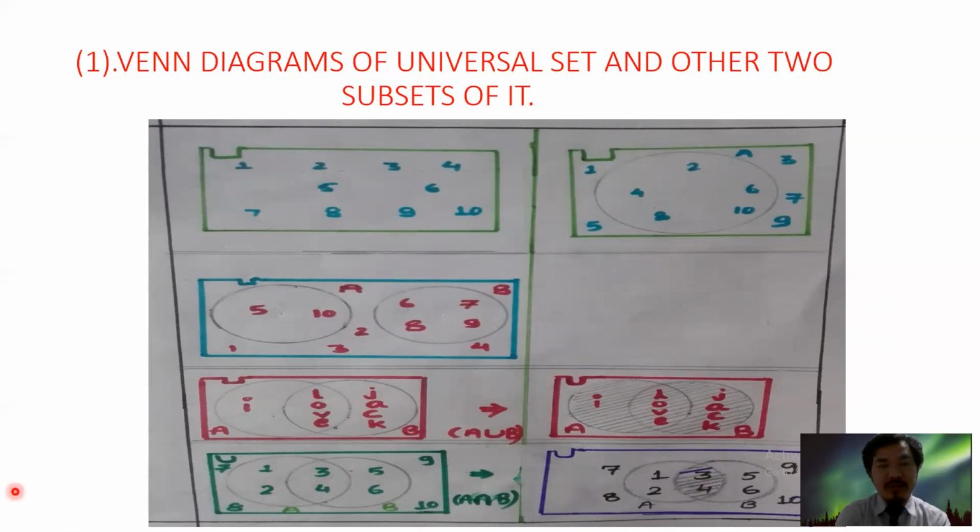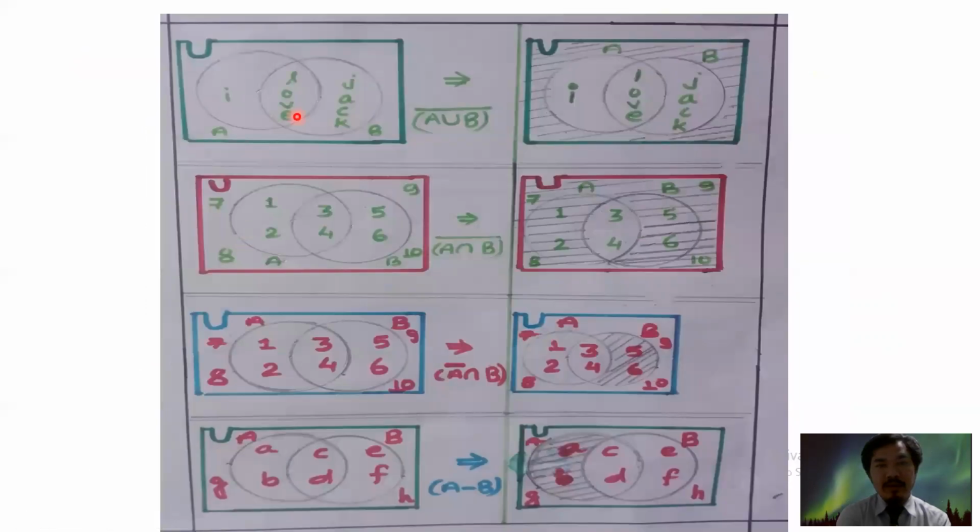Now let's move to the next slide. Here is the same Venn diagram I have drawn, and here A union B complement is given. A union B complement means not A union B, the rest of the part, that is, the remaining part of the universal set. A union B is not shaded, and this outside part is shaded. That is A union B complement.